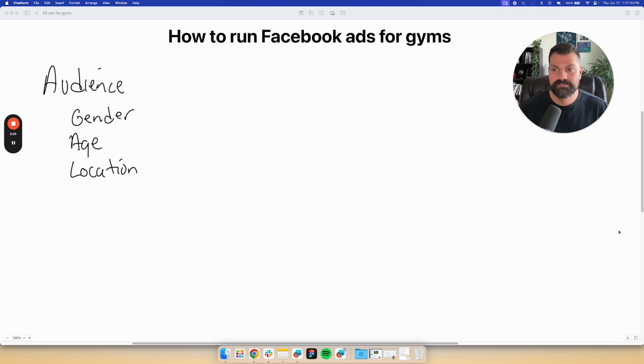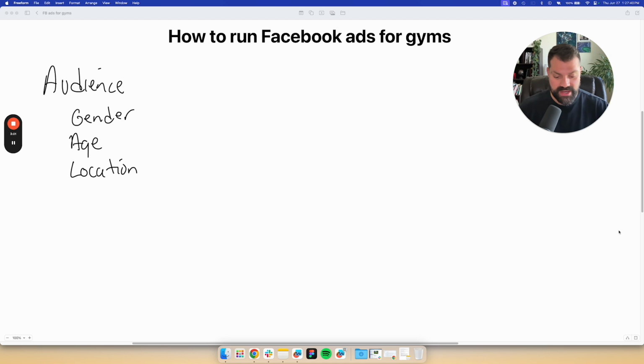So if you say in your ad that your program or your gym or the equipment that you have is going to help you lose weight and tone up, and you show that ad to men, then there's going to be a message mismatch, right? Conversely, if you make an ad that talks about gaining muscle mass and bulking up and you show it to women, there's a less likely chance that the mass market of women are going to take you up on that offer, right? So gender really does matter.